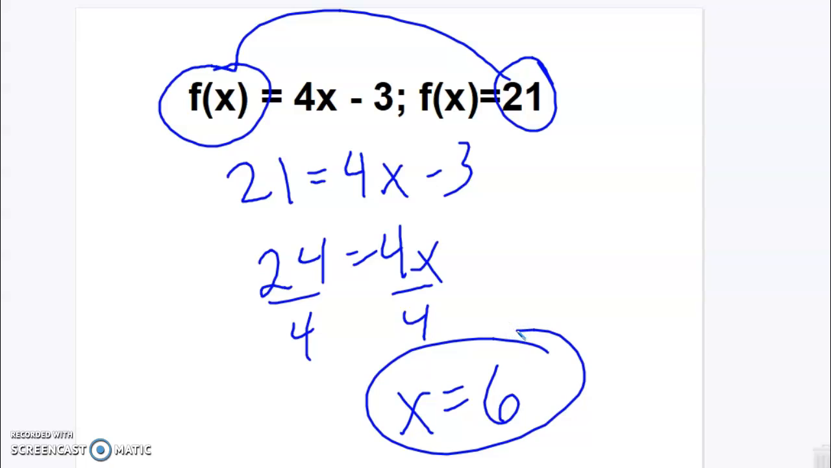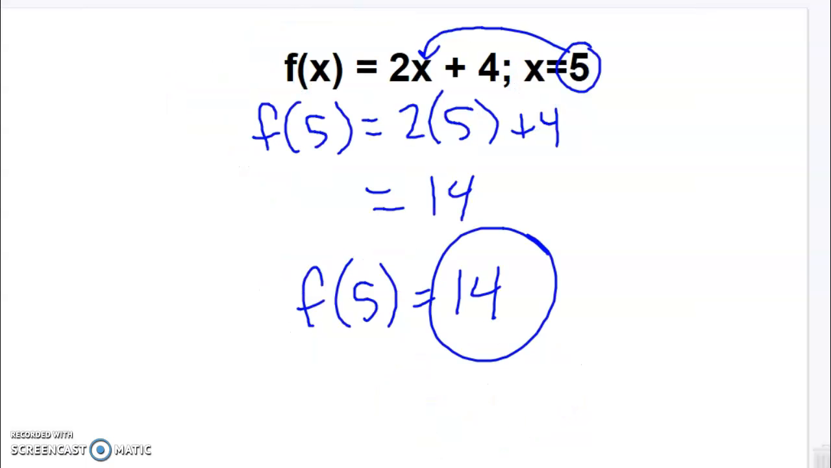So you've got two different types of problems. You've got one where you see f of x is equal to something, so you're solving the equation. And then on the other hand, you have something like when x is equal to something, so you're substituting it into the equation for x, and then you're just simplifying one side of the equation. So make sure that you take special note of that so that you know what to do in your homework here in a little bit.